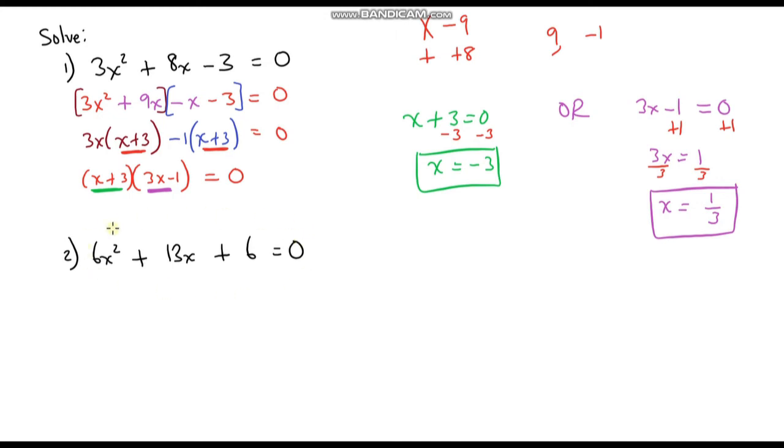Let's have a look at this one here. And again, I need to factorize first. So I need to find two numbers that multiply together to get 36 and that add together to get 13. So what two numbers are they?